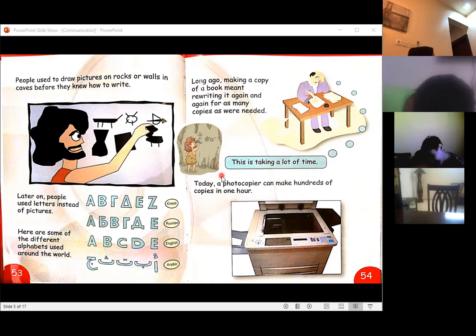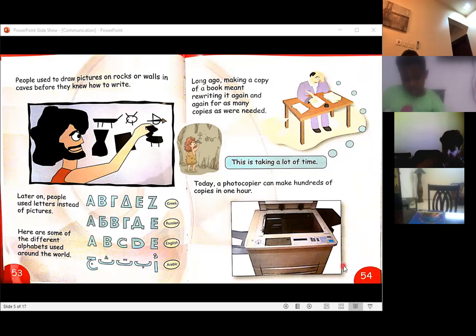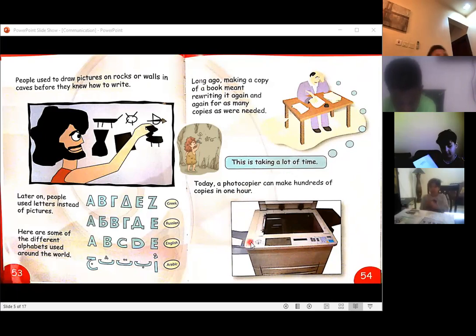This is taking a lot of time. As I said, this thing is taking plenty of time. Today, a photocopier can make hundreds of copies in hours. As you see here, the Xerox machine can make lots of copies at the same time, and it takes very little time to make copies. You don't need to write, you just use the photocopy machine and you can take as many copies as you need.